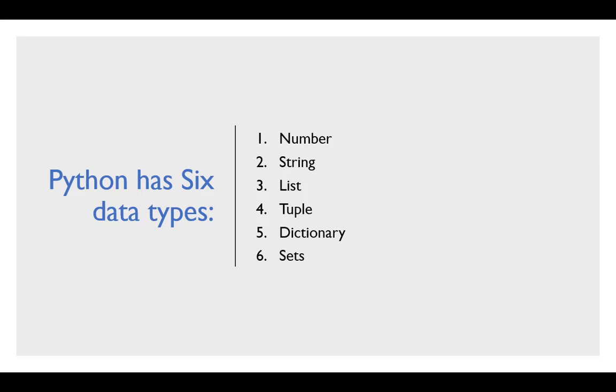Python has 6 data types. First one, number data type. Second one, string data type. Third one, list data type. Fourth one, tuple data type. Fifth one, dictionary data type. Sixth one, sets.